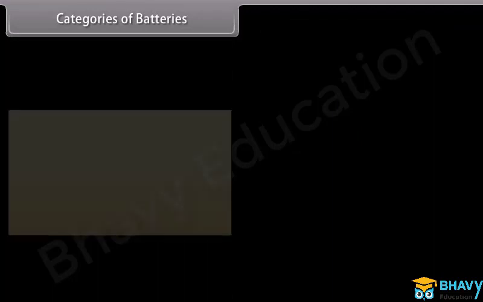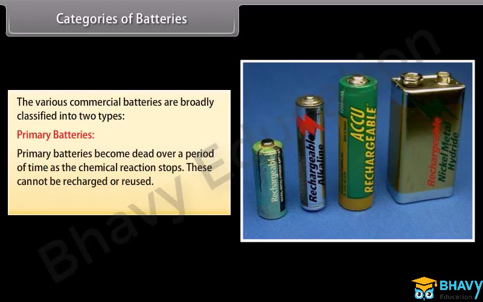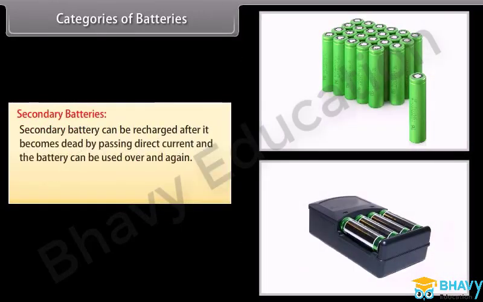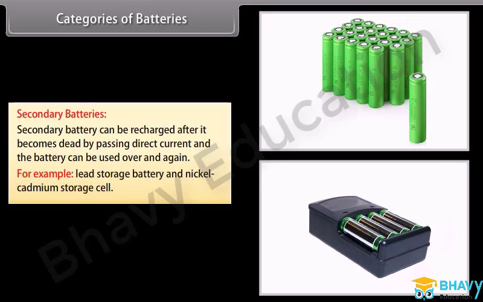Categories of batteries. The various commercial batteries are broadly classified into 2 types. Primary batteries become dead over a period of time as the chemical reaction stops. These cannot be recharged or reused. For example, dry cell and mercury cell. Secondary batteries can be recharged after they become dead by passing direct current, and can be used over and again. For example, lead storage battery and nickel-cadmium storage cell.